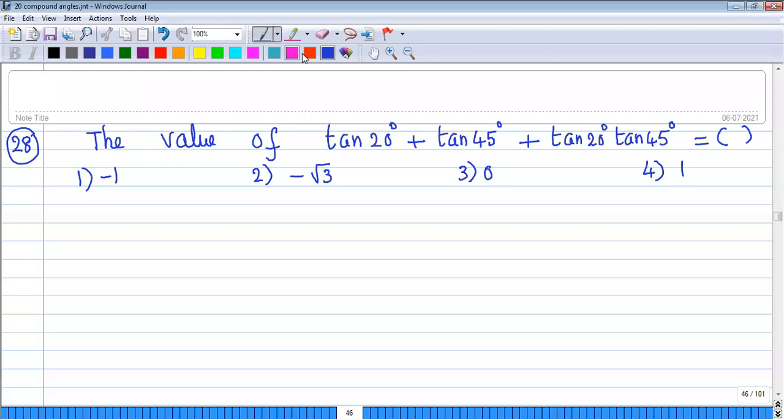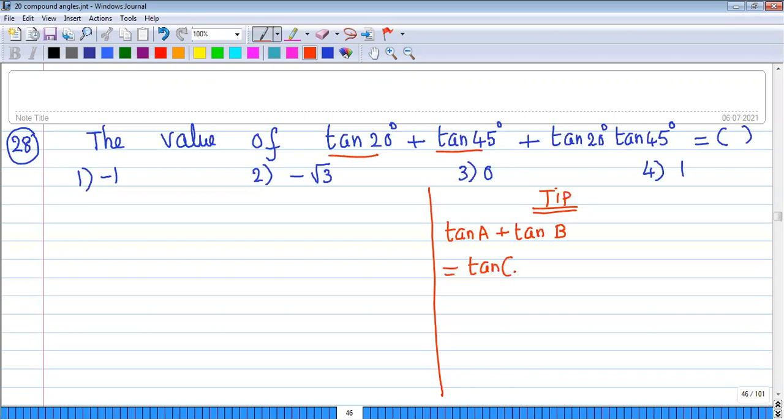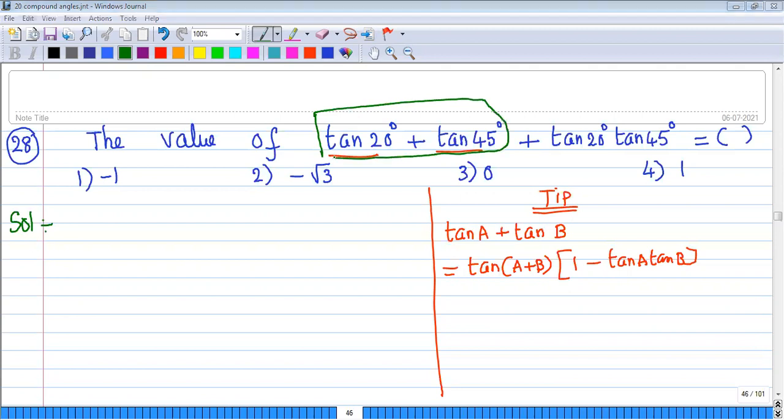Is it in the form of A plus B whole square? No. Tan 20 plus tan 45 is in the form of tan A plus tan B. We have the tip. What is the tip? Tan A plus tan B equals tan of A plus B into 1 minus tan A tan B. Am I correct? Yes, sir. Now here we can apply this tip.